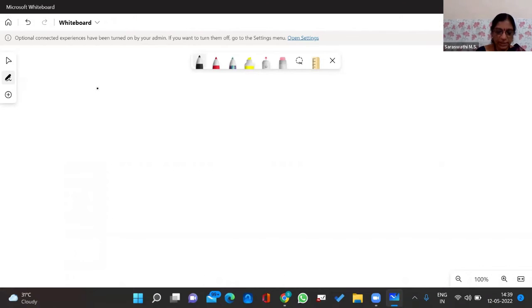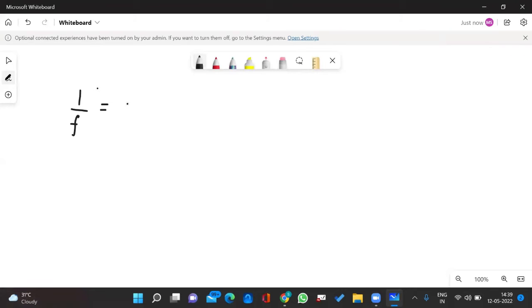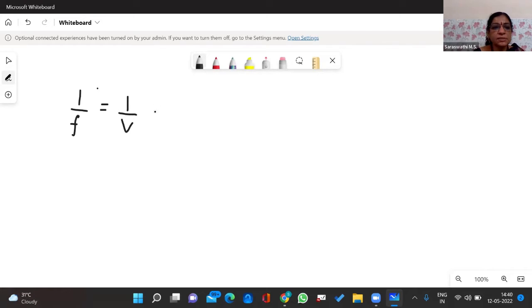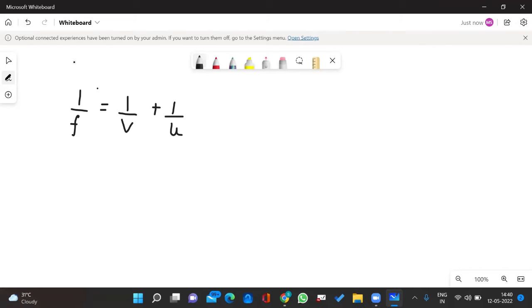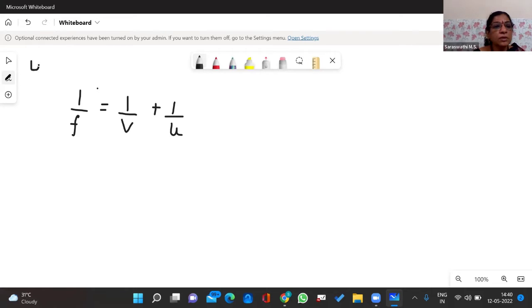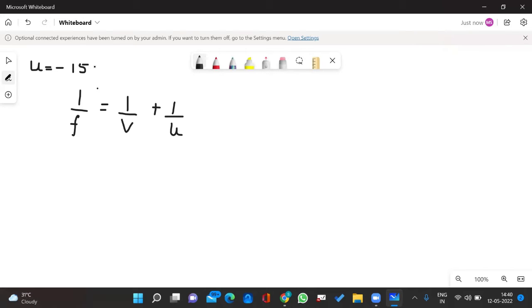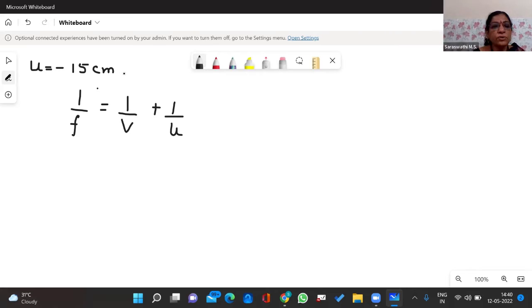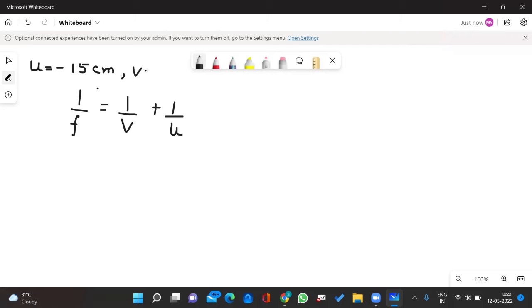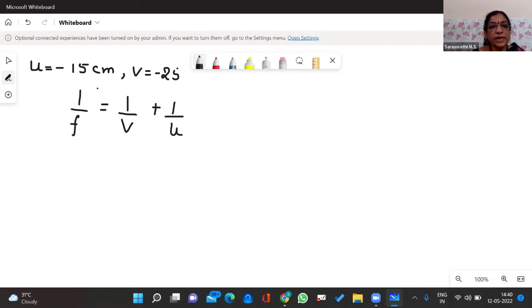So what is the formula? 1 by f is equal to 1 by v plus 1 by u. Let us substitute. Before that, what is the u value? u is equal to minus 15 centimeter. What is v? 25 centimeter. v is given to be minus 25. We are going to take it as minus 25 because it is a concave mirror.